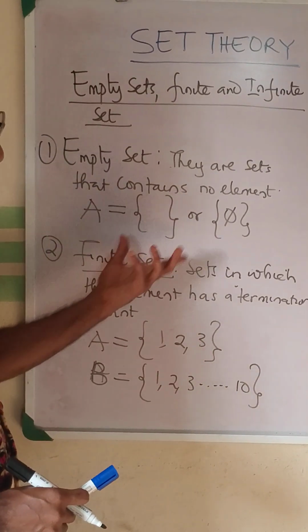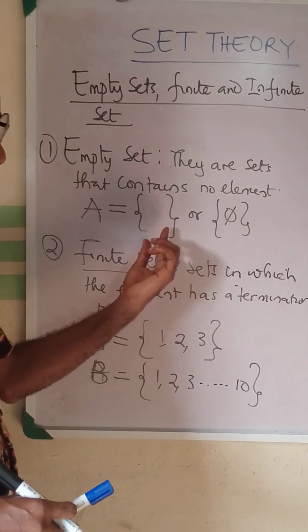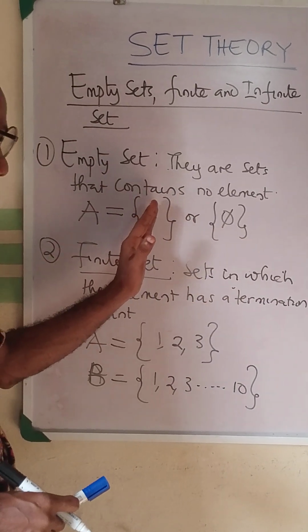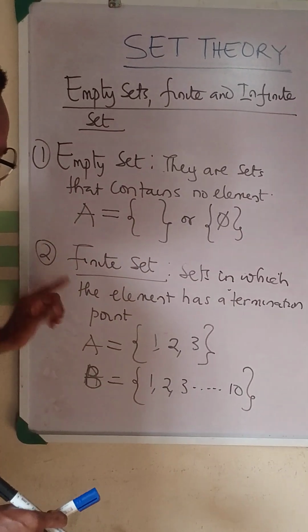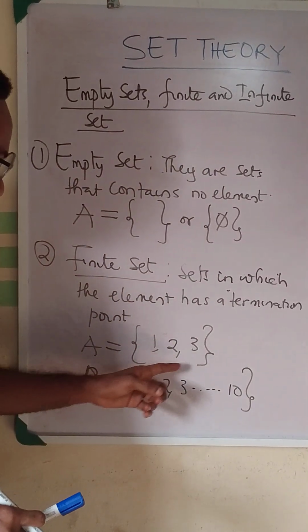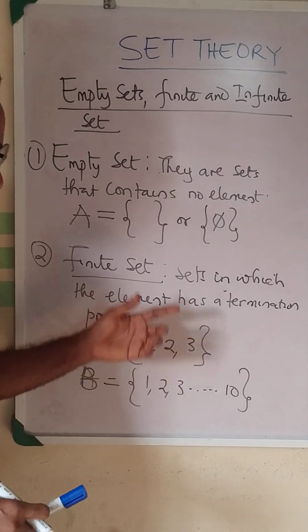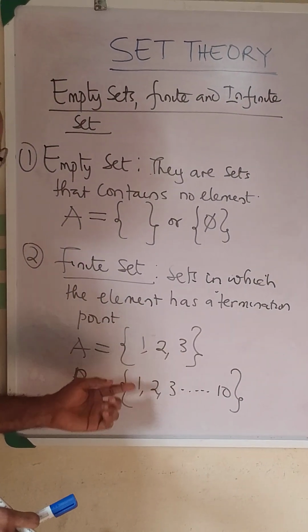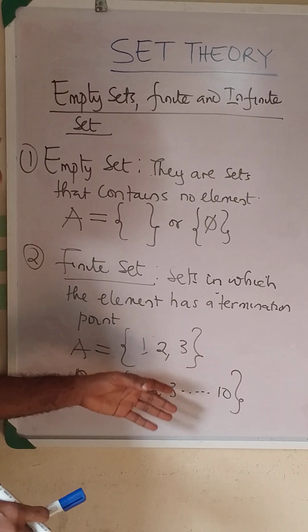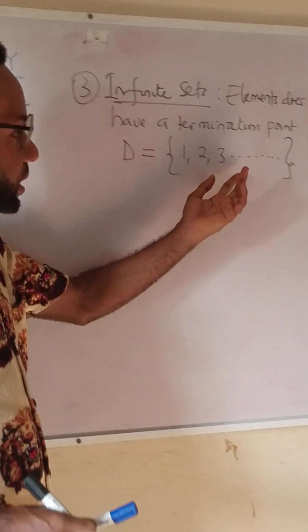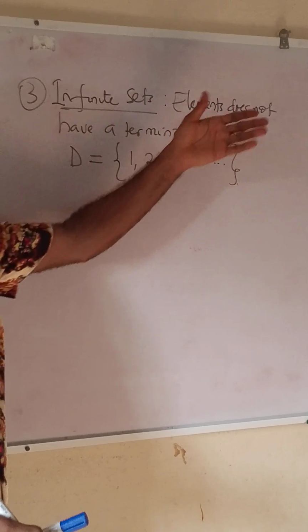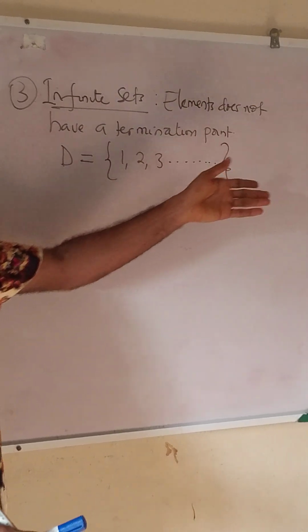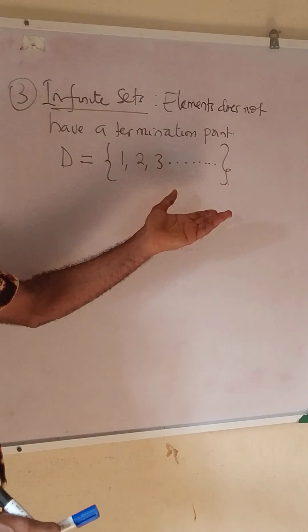And so if you come here, you have an empty set, and this is how it is represented. This is the symbol. It is either you represent it as this, or you represent it as this. And then you have a finite set. It is represented by this or this. And what it means is the number of elements has a termination point. But for the infinite set, there is no termination point here, so it means it continues probably to infinity. So this one is infinite set.